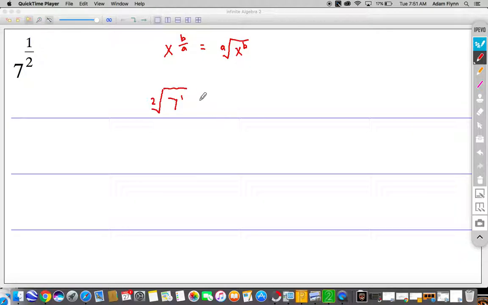Okay, and just to simplify this a little more, 7 to the first power we know is just 7. And when we have the number 2 out here, this is the same thing as a square root. So we actually don't even need to put that 2. There we are. Pause if you need more time.